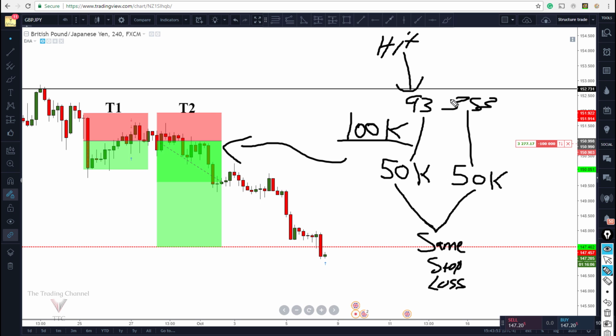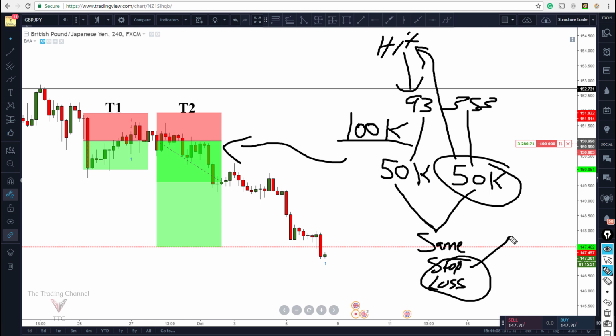But for me, once that first target's hit, then the stop loss on this second position, so let's say we have a hit first target, then the stop loss on this second part of the position gets moved up to break even. That way I've made money on the first part of that position, it's hit my initial target, and now my stop loss is at break even, so there's no chance of me losing the money I just made on that first target. So we'll go through that one more time.